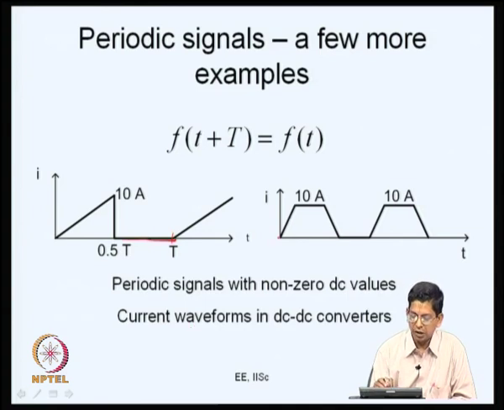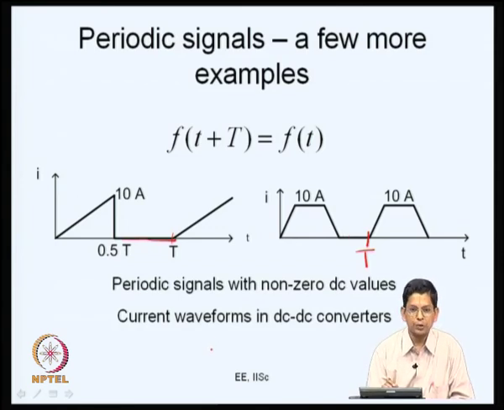Another example is given here: current rises, stays flat, falls back, and then it is 0 for a certain amount of time, and this is your time period T, and the same thing repeats now. So, these are also certain other examples of periodic signals. Now, in this case, there is a difference between the previous one and here.